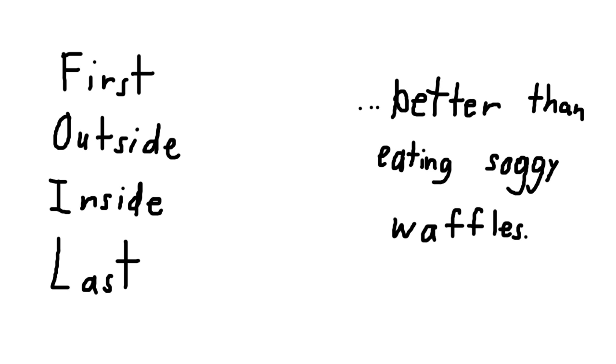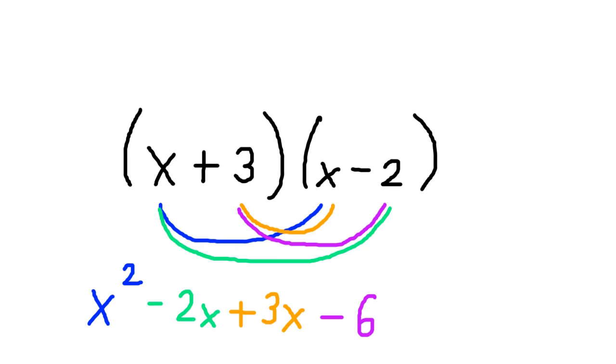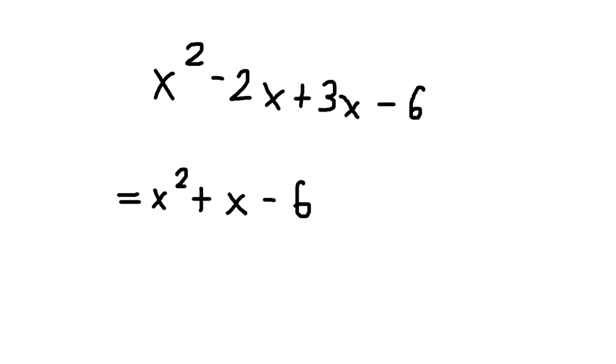As an example, x plus 3 times x minus 2 is x times x, which is x squared, plus x times negative 2, which is negative 2x, plus 3 times x, which is 3x, plus 3 times negative 2, which is negative 6. This gives us x squared plus x minus 6, when simplified. Notice that this end result is a trinomial.